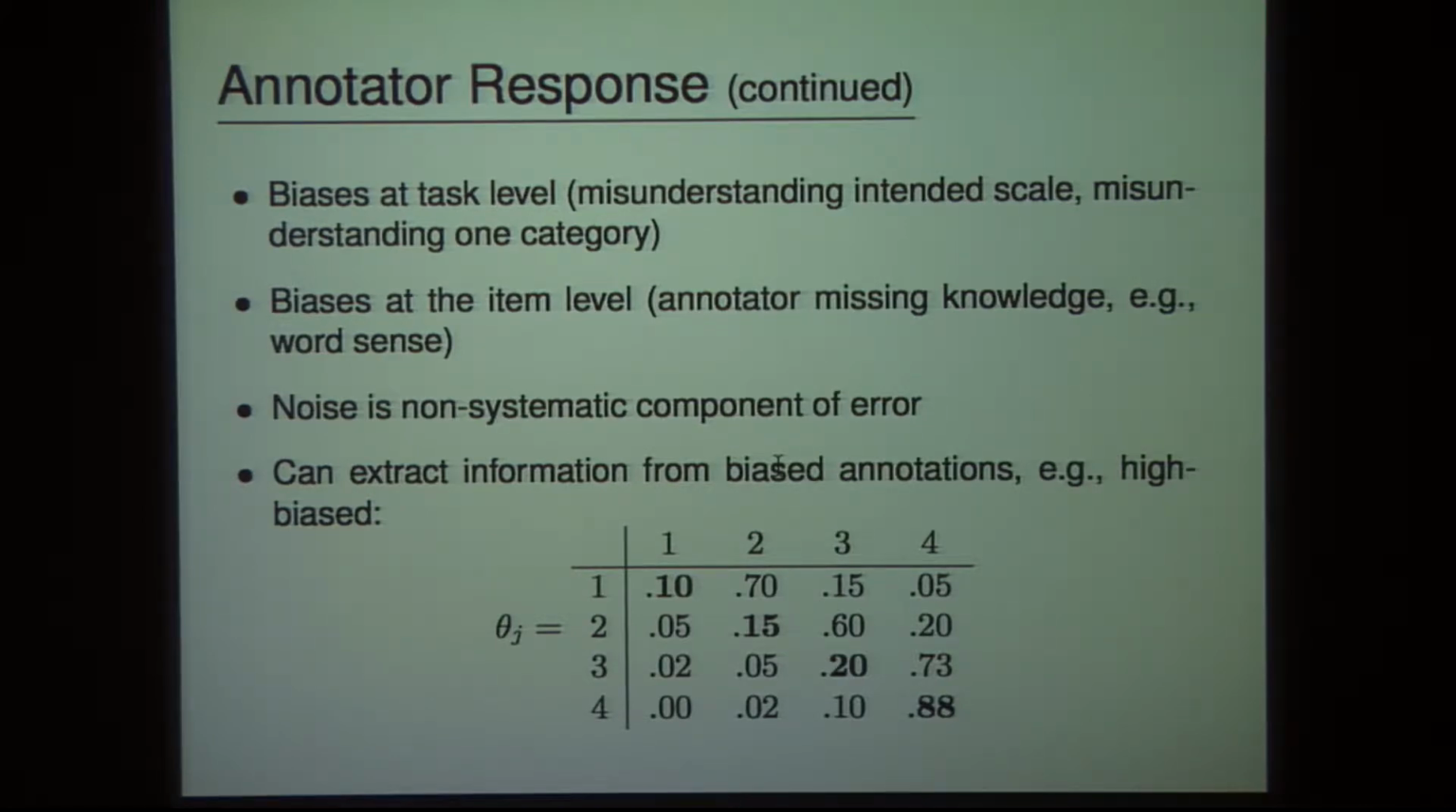You can see reading down the diagonal, those are going to be their accuracy numbers. They're only going to be 10% accurate for category 1. But think about this information theoretically in terms of what information you can gather. If this annotator says 2, it's very likely that the true category is 1. So there's a lot of information there in what they're actually saying.